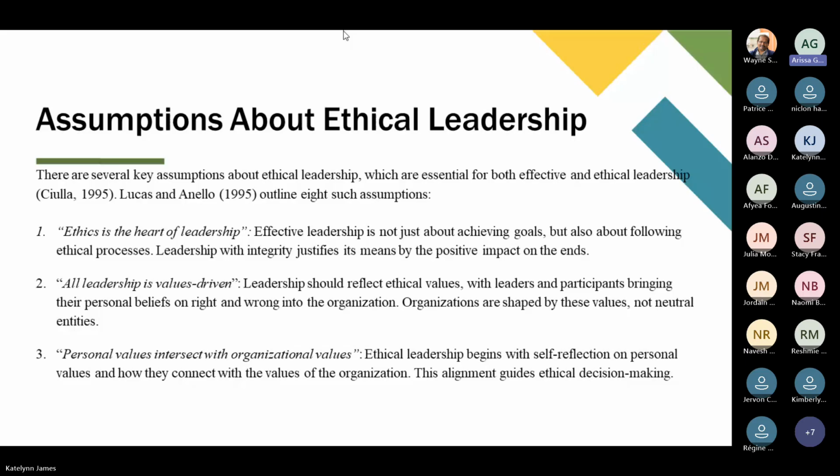2. All leadership is values driven. Leadership should reflect ethical values, with leaders and participants bringing their personal beliefs on right and wrong into the organization. Organizations are shaped by these values, not neutral entities. Personal values intersect with organizational values. Ethical leadership begins with self-reflection on personal values and how they connect with the values of the organization. This alignment guides ethical decision making.